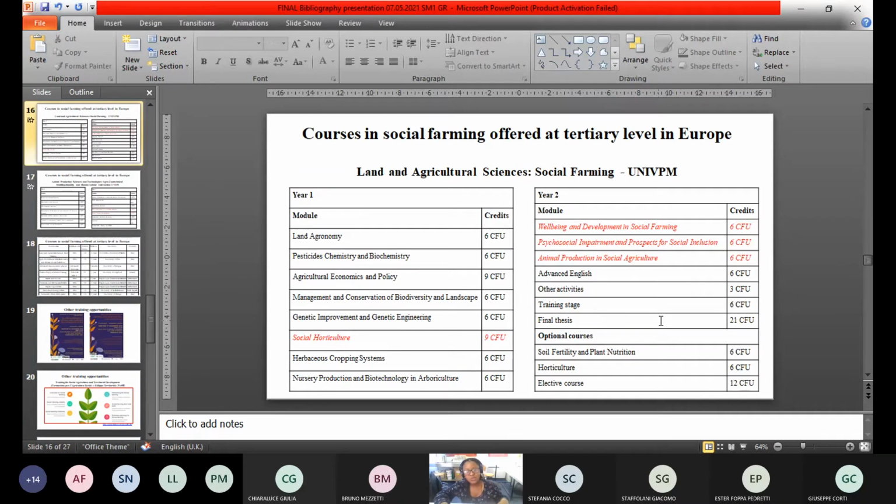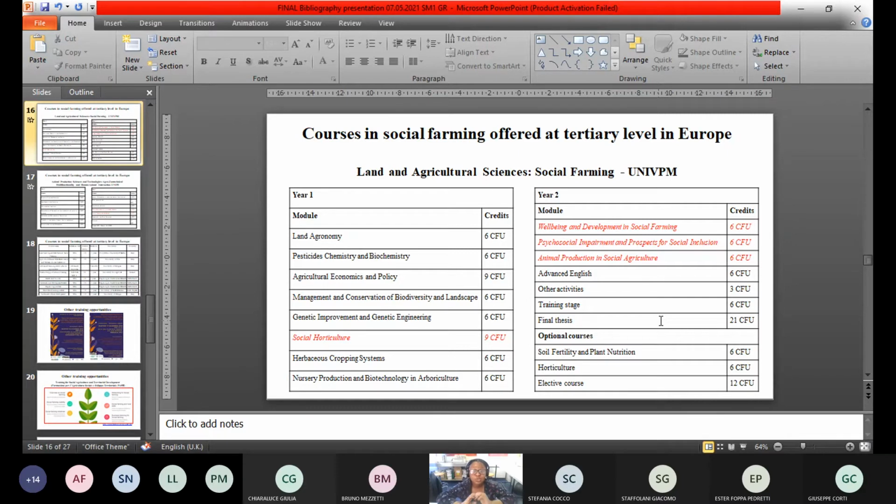And currently in Europe, there are several universities that offer social farming at tertiary level. The first one we're going to focus on is the Land and Agricultural Science curriculum for social farming at the Marche Polytechnic University, which was started in 2015. We can see from this table that in the first year, there is a course in social horticulture that is focused more on the social farming aspect of the whole concept.